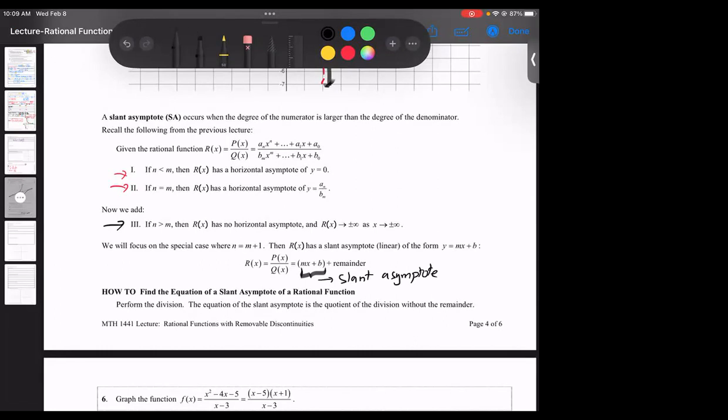One more thing, slant asymptote is always in linear form. So your quotient should be in linear form. If it's quadratic or cubic or anything bigger, then it's not a slant asymptote. So you don't have a slant asymptote.